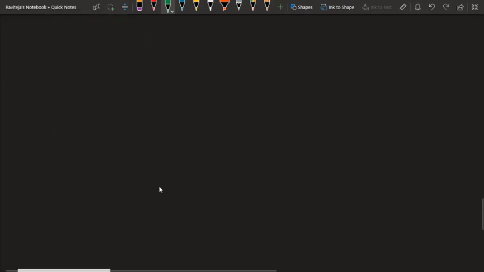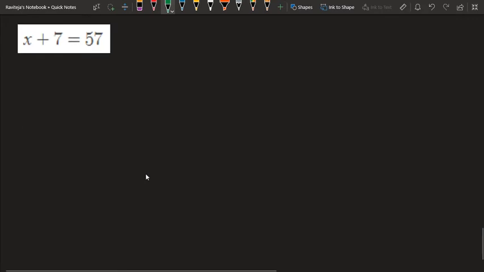So as we move on to example number 4, I hope you guys can try this one on your own. And as you can see, all we want to do is just subtract 7 on both sides of the equation. These two cancel out, and then we get x equals, we want to simplify the right side of the equation, which is 57 minus 7, which equals 50. And there we have it. X equals 50.